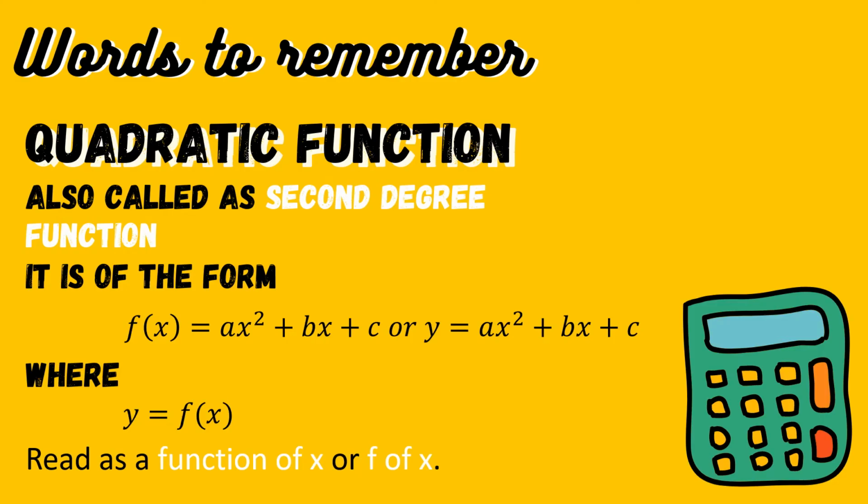So here are some words that you need to remember. First, let's define what a quadratic function is. A quadratic function is also called a second degree function, and it is of the form f of x is equal to ax squared plus bx plus c, or y is equal to ax squared plus bx plus c, wherein the value of y is equal to f of x. We can also read f of x as the function of x.